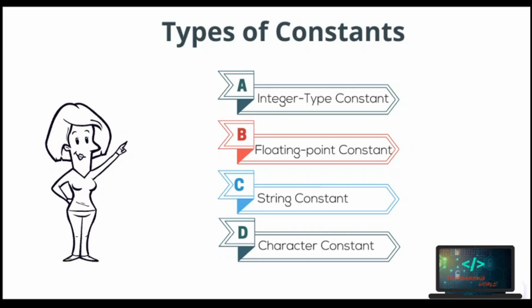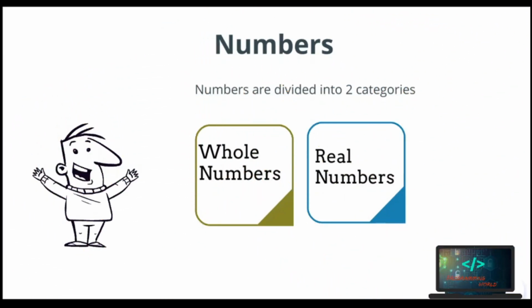Character constants are one or more members of the source character set. The character set in the program is written surrounded by a single quotation mark. They are used to represent characters in the execution character set, the character set on the machine where the program executes.